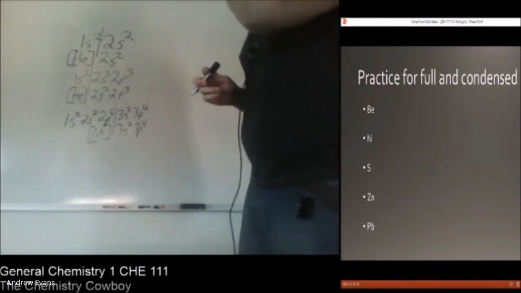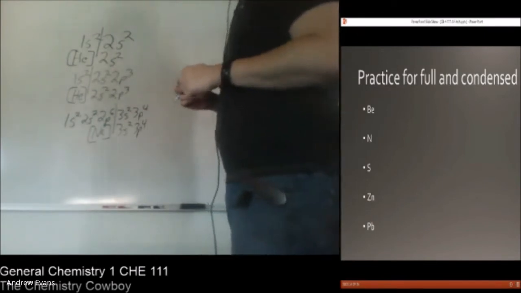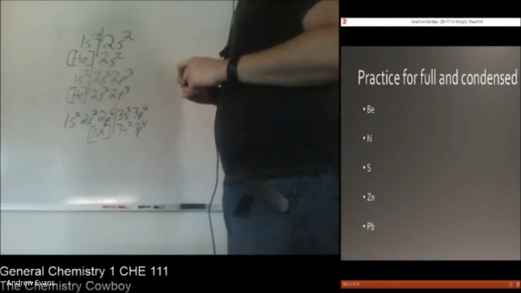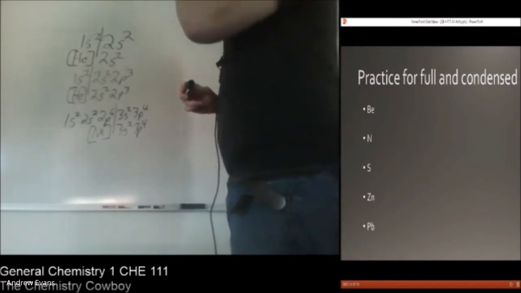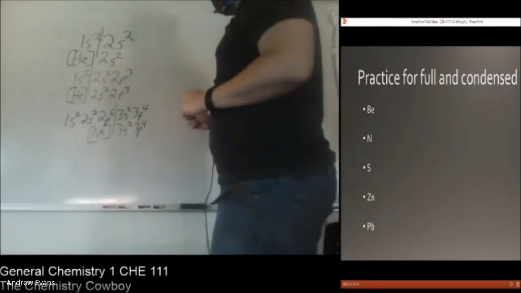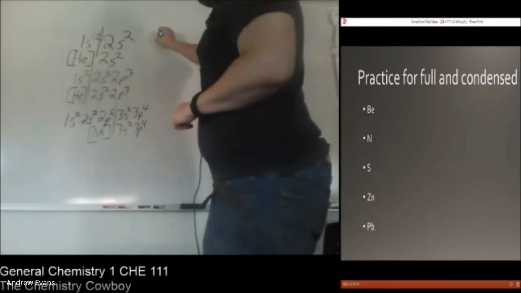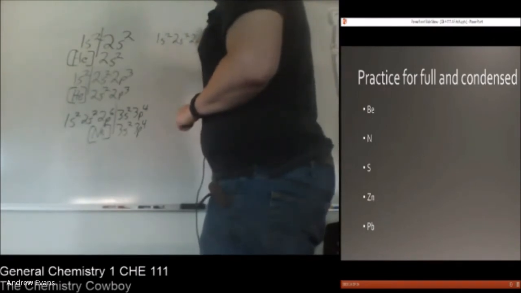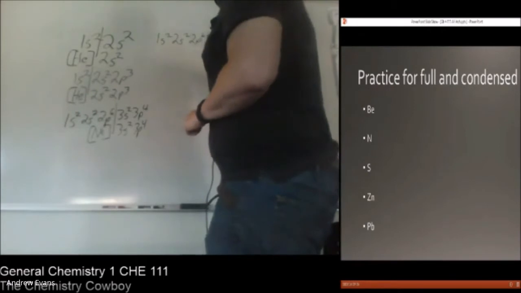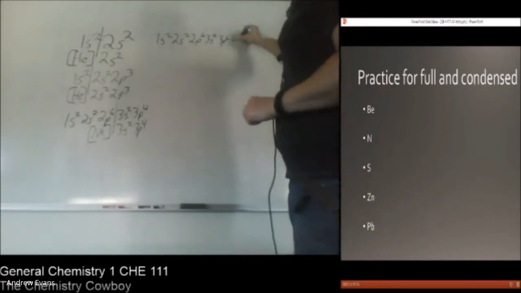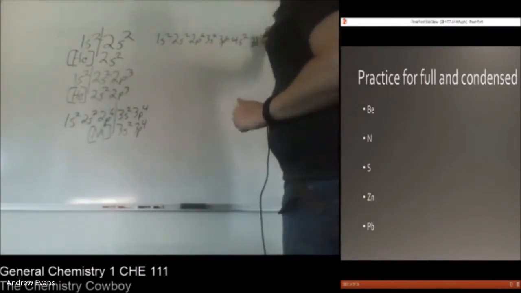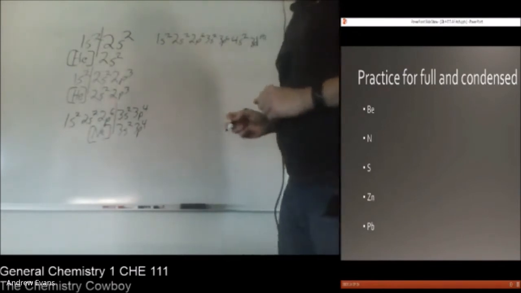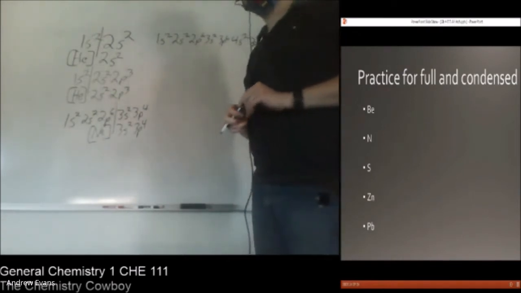Zinc. Zinc's a little bit harder. It's the last element of the transition metals on the 4th row. So zinc, 1s2, 2s2, 2p6, 3s2, 3p6, 4s2, 3d10. Once again, practice makes perfect.